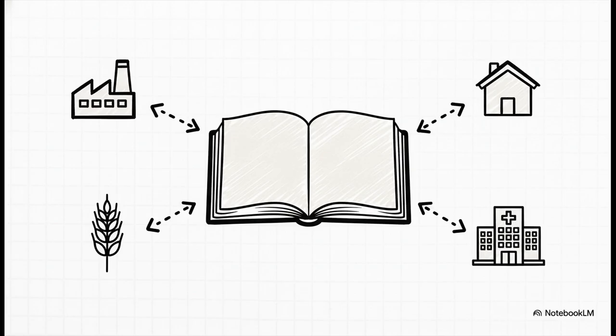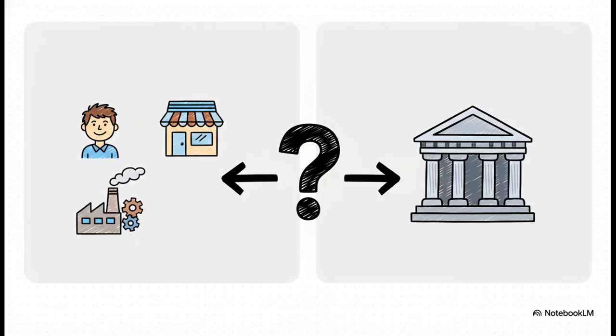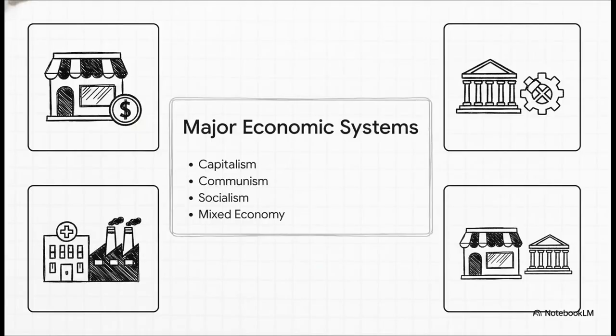So how do societies decide? They create economic systems, basically the rules of the game for making choices. And really, the main difference between these systems comes down to one big question: who's in charge? That one question gives us four major economic systems that you'll find pretty much everywhere.